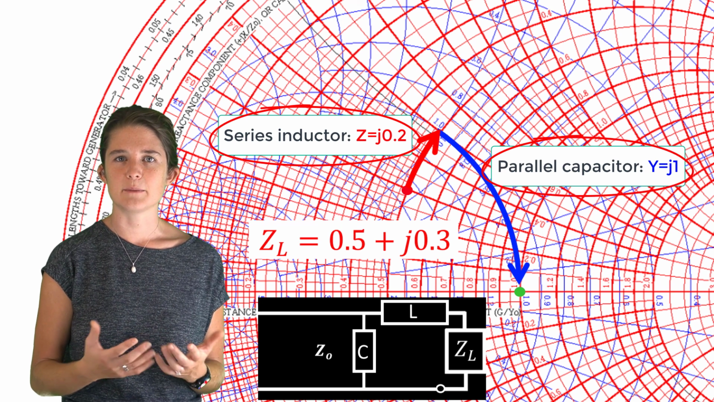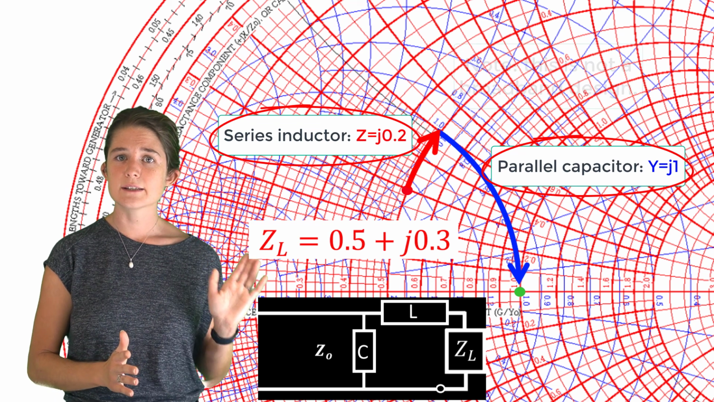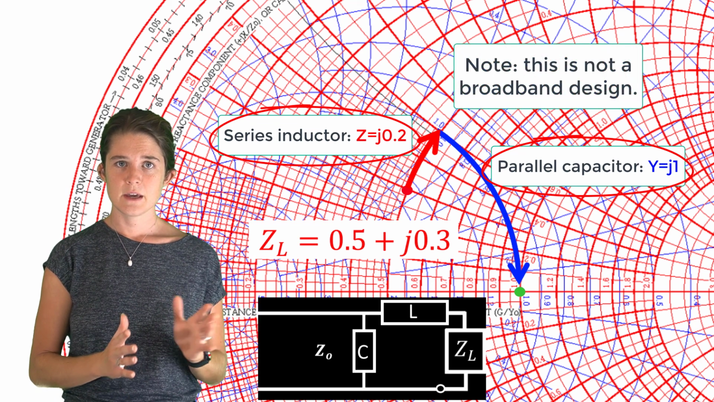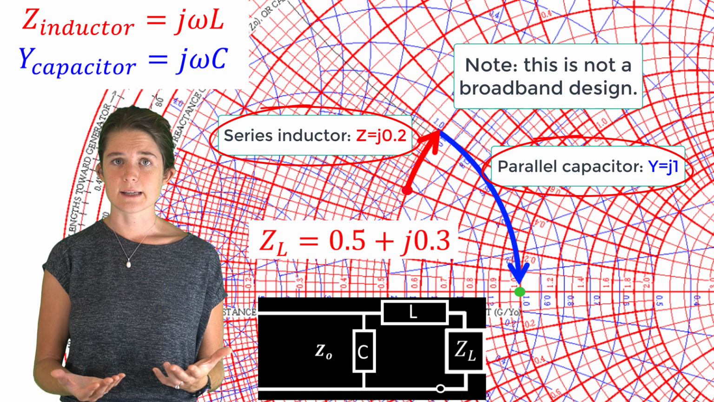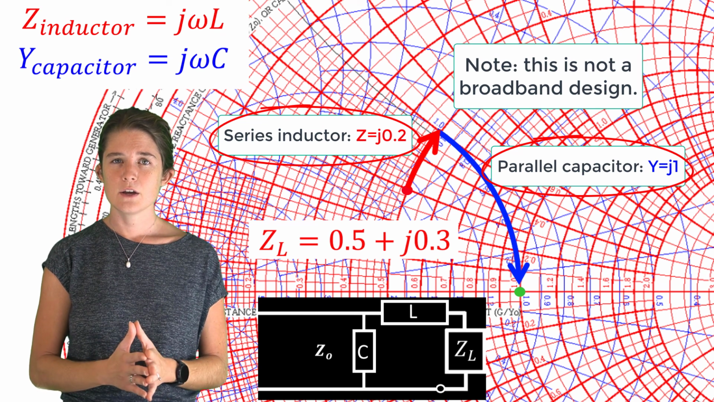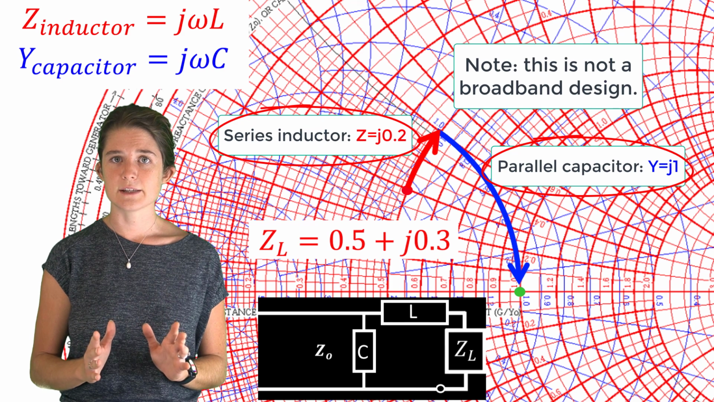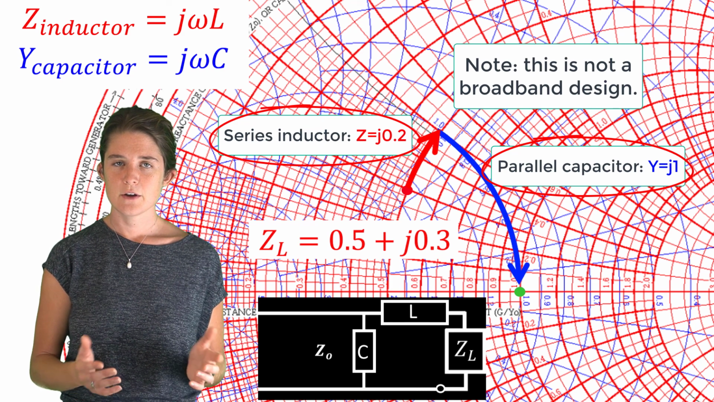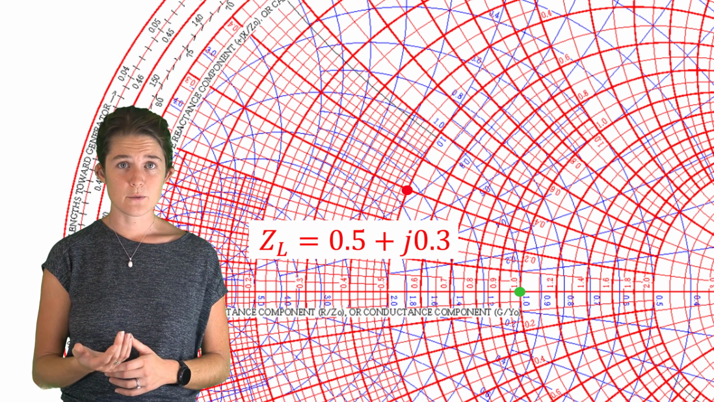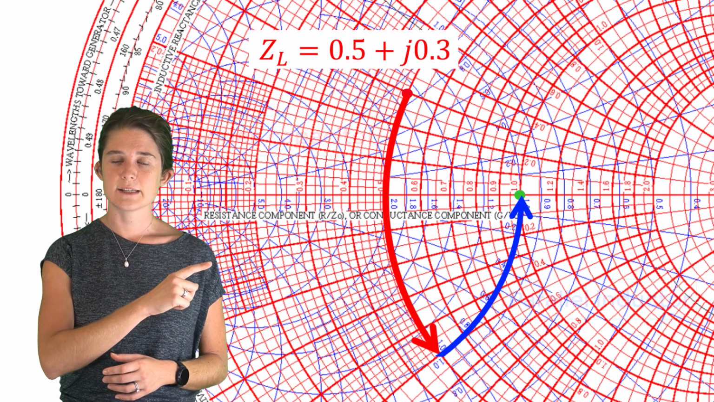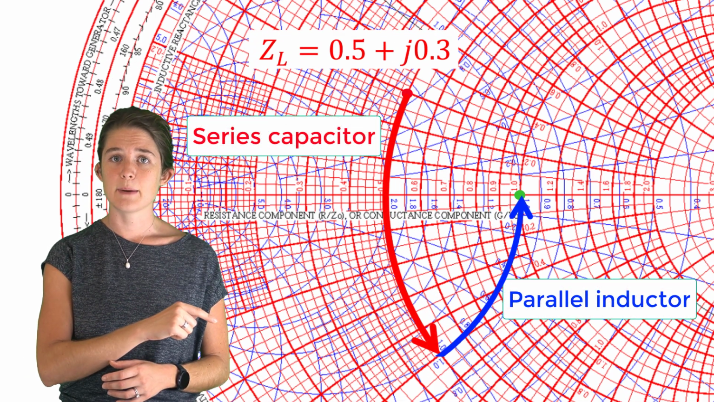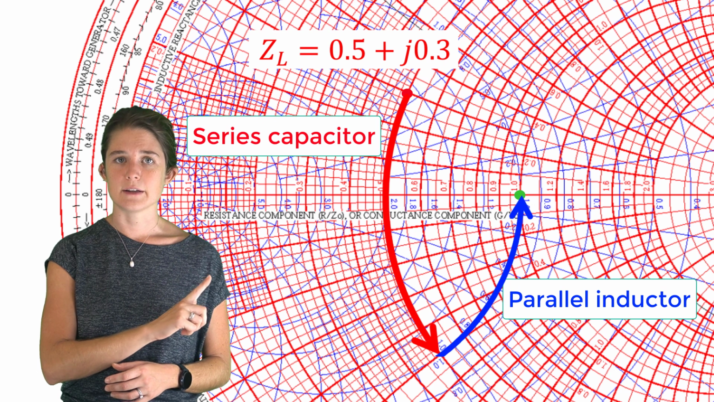The impedance of a circuit element is frequency dependent, so this is not a broadband design. In order to find the appropriate inductance and capacitance values for this design, you would have to pick a specific operating frequency and solve the impedance equations for L and C. Also note that we could have, with equal validity, gone this route and designed this as a combination of a series capacitor followed by a parallel inductor.